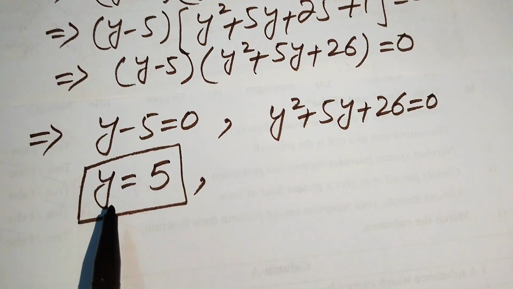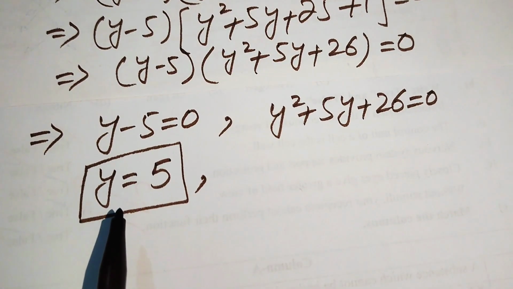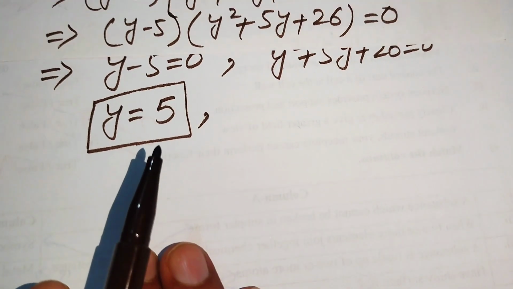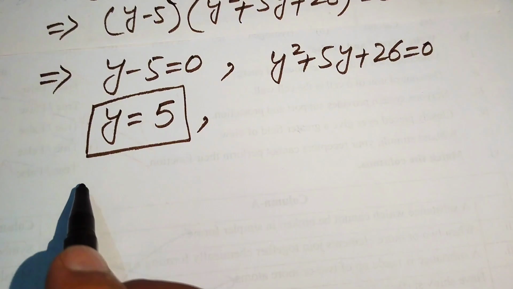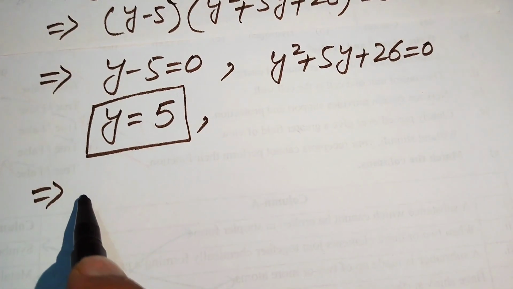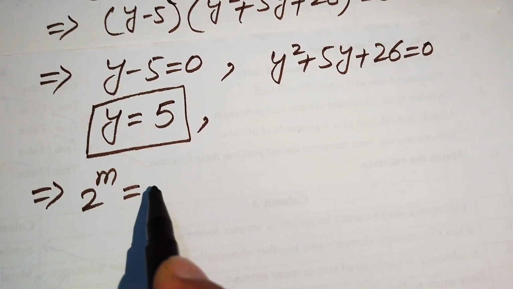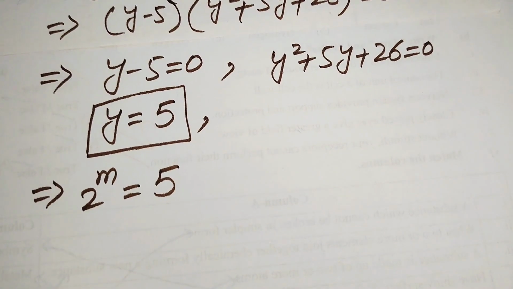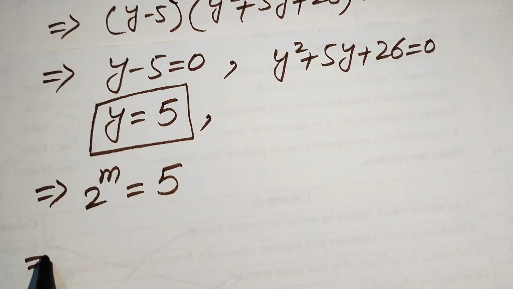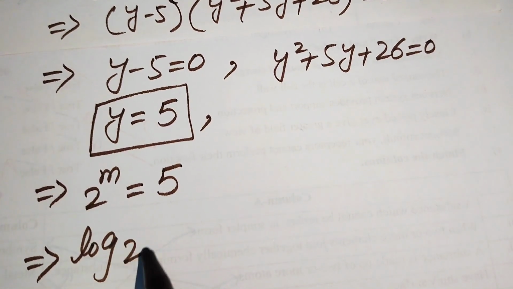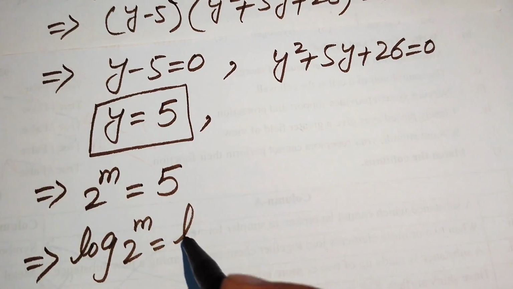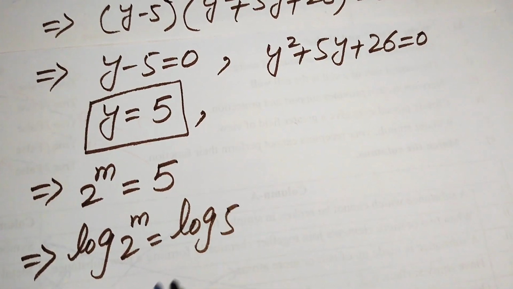But first we need to simplify this one. We have y = 5, and now we back substitute the value of y. From the above steps, we know that 2^m = 5. In order to find the value of m, we take the log on both sides, so it is written as log of 2^m equals log of 5.